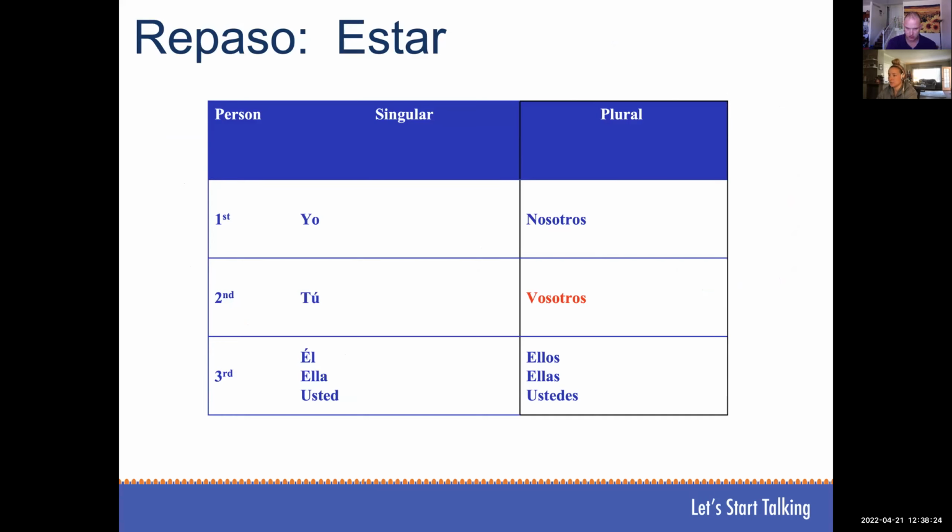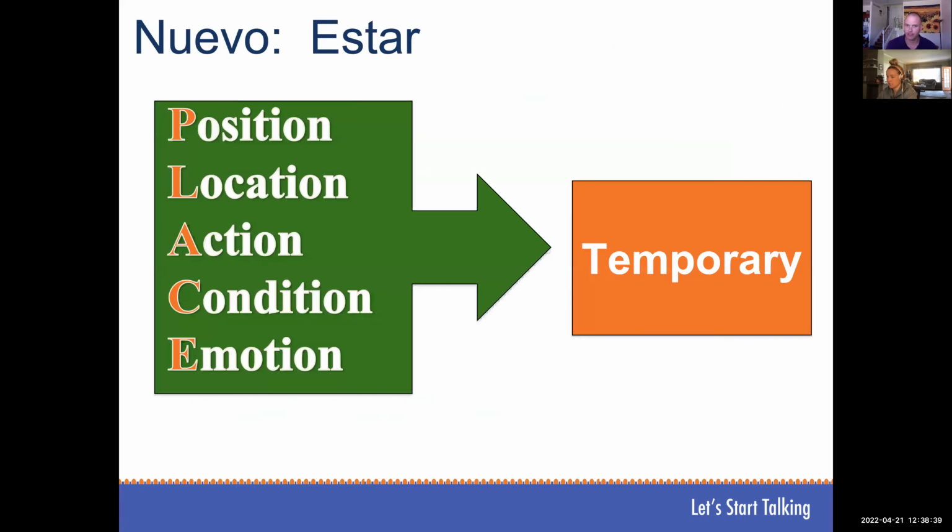Yo estoy. Tú estás. Él está. Nosotros estamos. Vosotros estáis, okay. And then ellos están. Perfecto. Muy bien. All right.